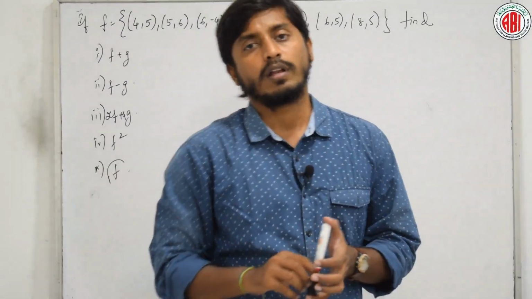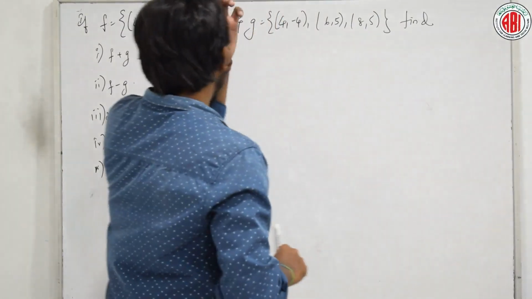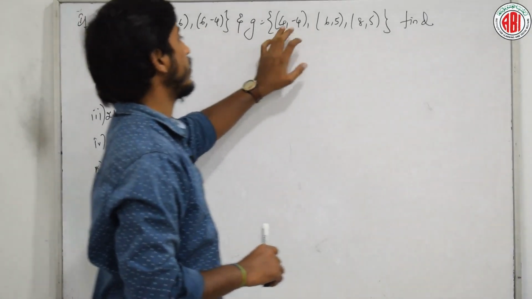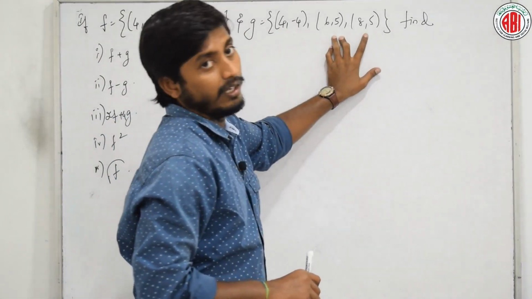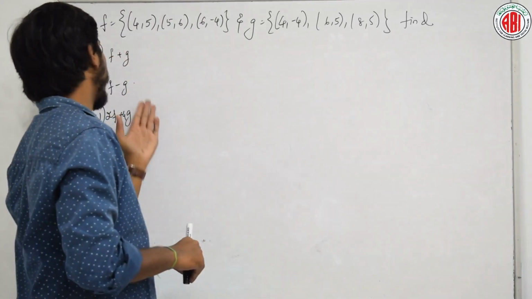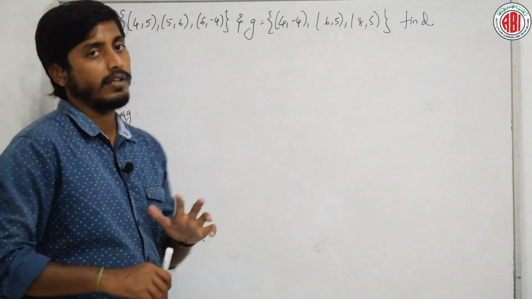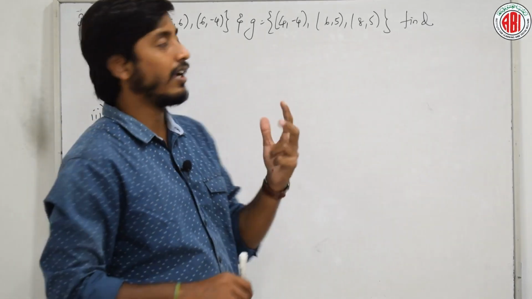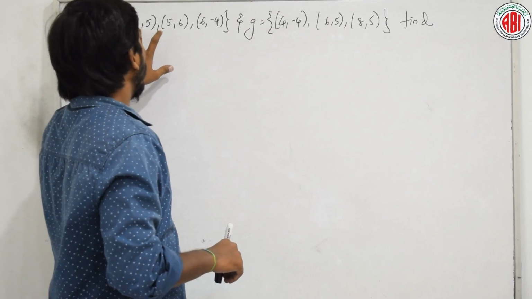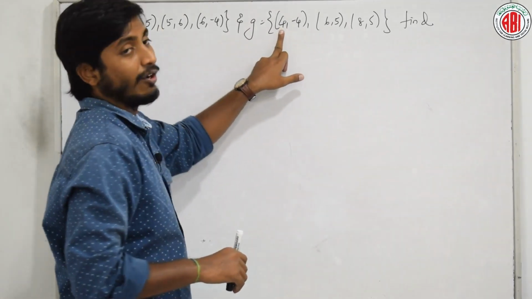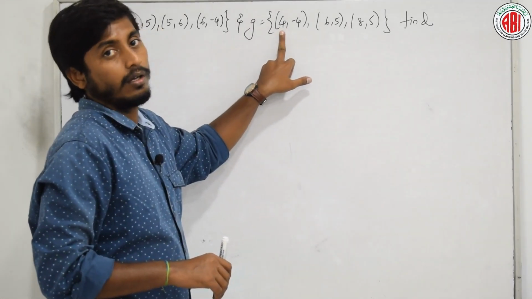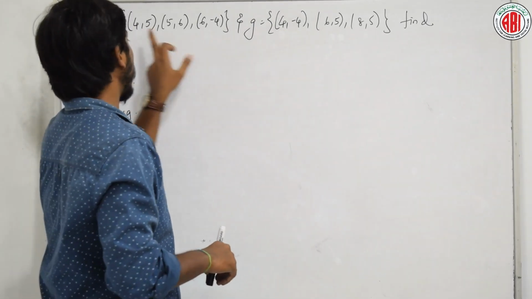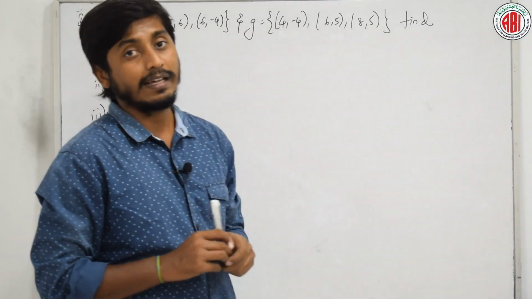Let's do. Look at this next question here. This is simple to solve. He gave f equal to {(4, 5), (5, 5), (6, -4)} and g is {(4, -4), (6, 5), (8, 5)}. He is asking us to find f plus g, f minus g, 2f plus 4g, f square and root f. How do we find? You have to check for which the domains are the same. Then only we can add or subtract or whatever. Clear? So here, if I want to add these both, I have to check this. Is it clear? See here.